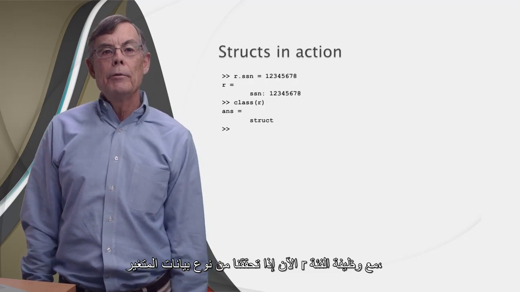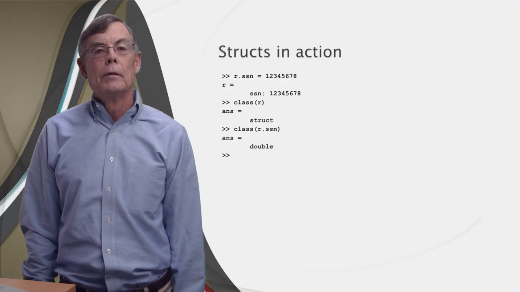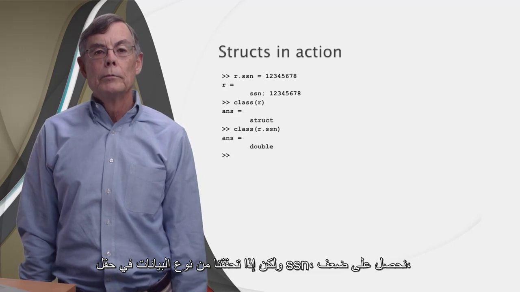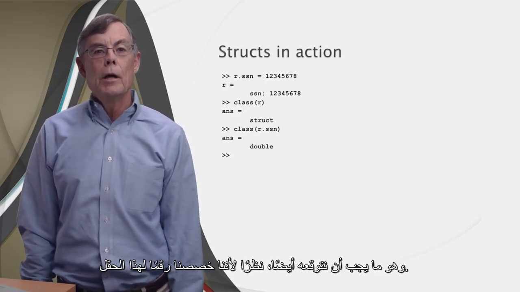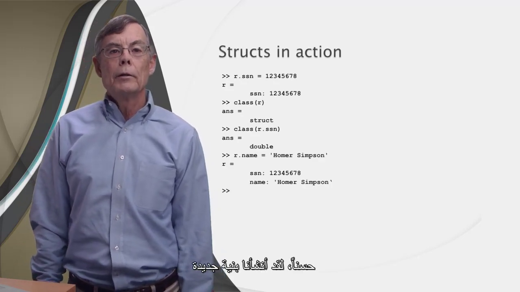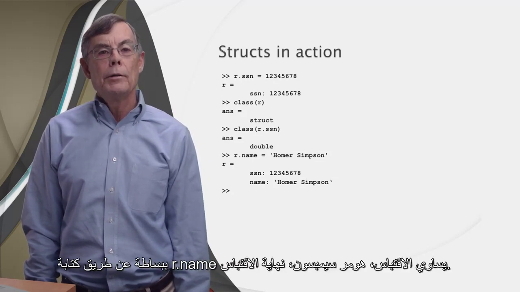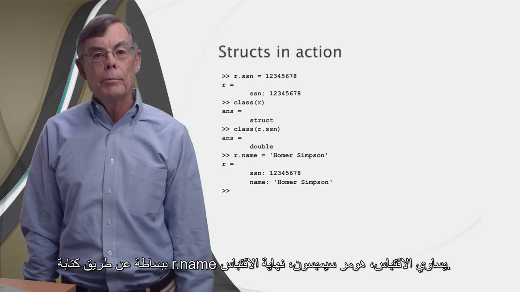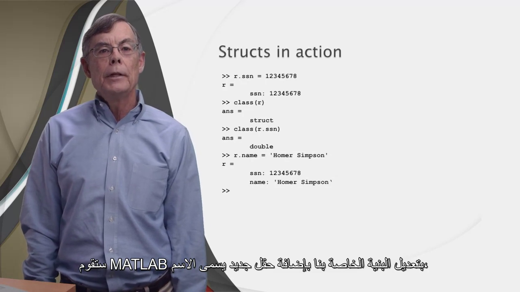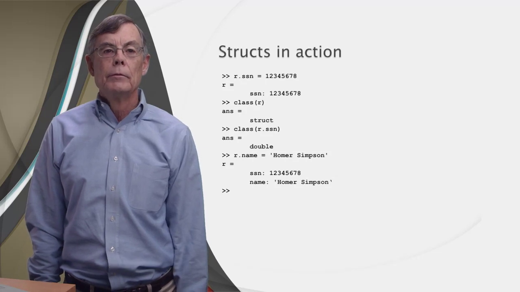Now if we check the data type of the variable r with the class function, we get struct as expected. But if we check the data type of the SSN field, we get double, which is also what we should expect since we assigned a number to that field. Okay, so we've created a brand new struct. Now we can add a new field to that struct simply by typing r.name = 'Homer Simpson'. MATLAB will modify our struct by adding a new field called name, and it will assign the string Homer Simpson as the value of that field.